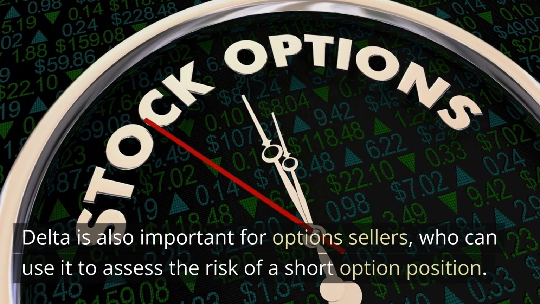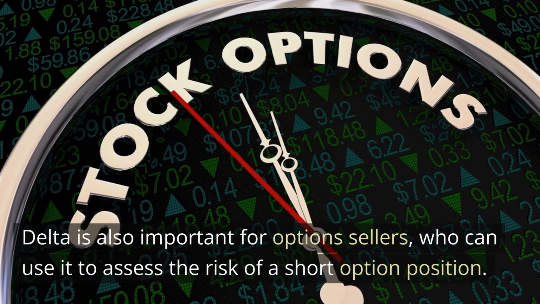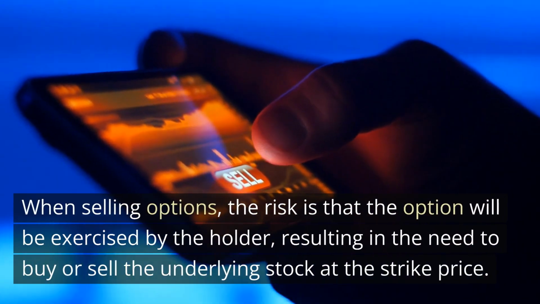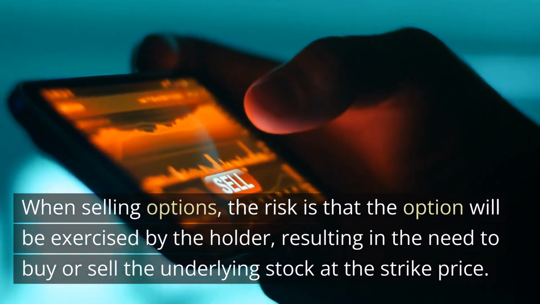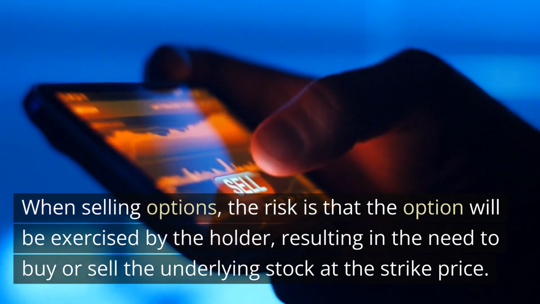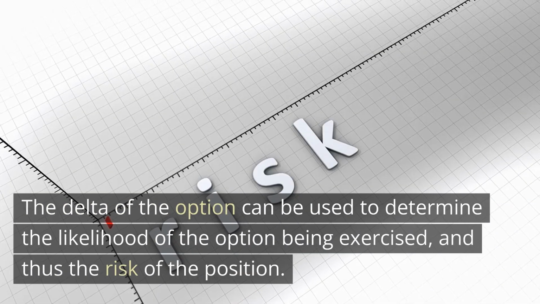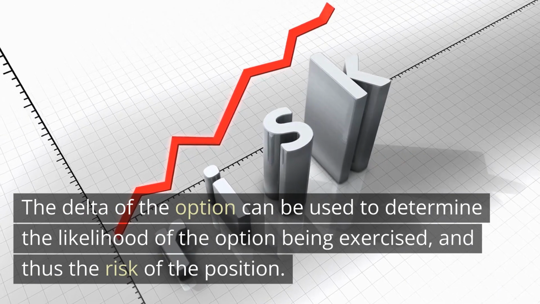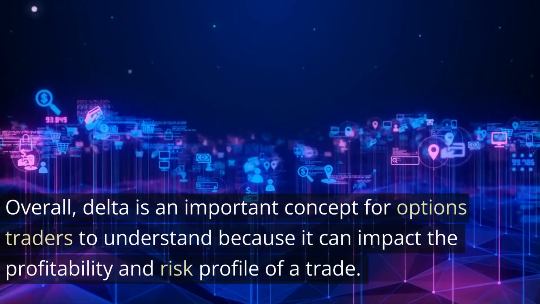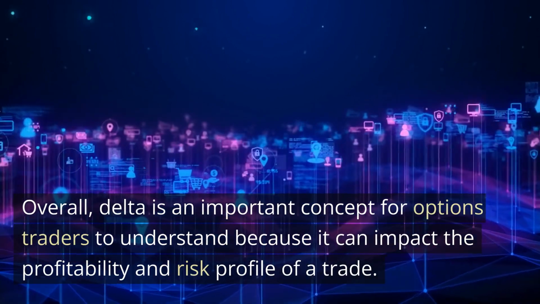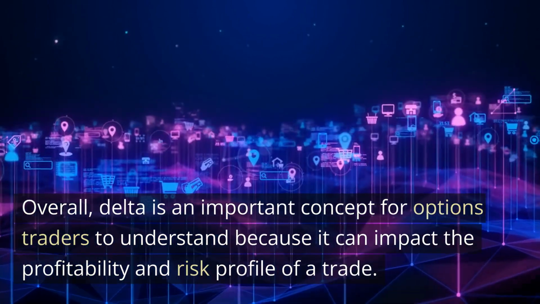Delta is also important for options sellers, who can use it to assess the risk of a short option position. When selling options, the risk is that the option will be exercised by the holder, resulting in the need to buy or sell the underlying stock at the strike price. The delta of the option can be used to determine the likelihood of the option being exercised, and thus the risk of the position. Overall, delta is an important concept for options traders to understand because it can impact the profitability and risk profile of a trade.